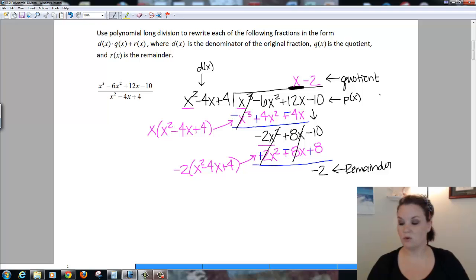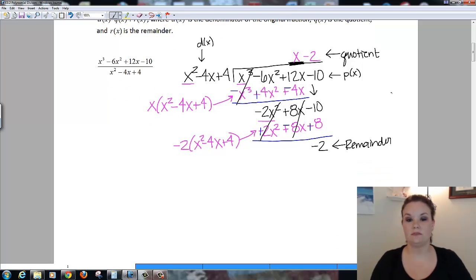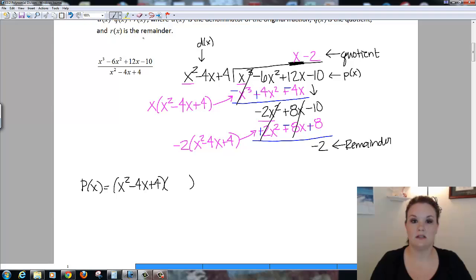Okay, so I just want to rewrite my answer. So we know that p of x is the same thing as my divisor, which they gave us, which was x squared minus 4x plus 4, times the quotient that we figured out, which is what I did here in pink, so x minus 2, plus my remainder. So plus my remainder, which was negative 2. Now I'm going to leave it like that.